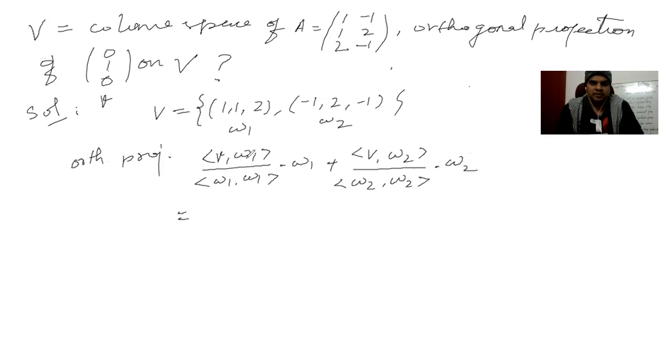So if we talk about v with w1, we have small v this and w1 this. Just find out the inner product of these two, 0 1 0 and 1 1 2. It's going to be 0 into 1 is 0, plus 1 into 1 is 1, plus 0 into 2 is 0. The summation of these three products is going to be 1. And w1 with w1: we have 1 into 1, 1 into 1, and 2 into 2, so this overall sum will be 6.